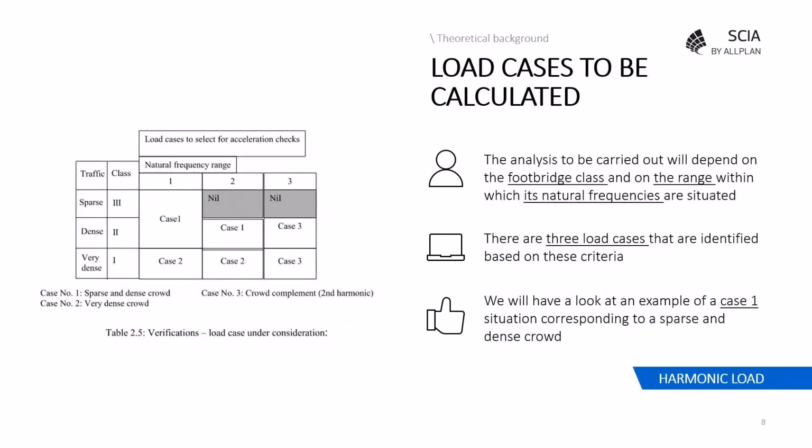So the last step here would be to specify what type of load cases we need to create in our model. The analysis to be carried out will depend on the footbridge class and on the range within which its natural frequencies are situated. So there are three load cases that are identified based on these criteria. For example, if we have a class 2 footbridge and we fall into the frequency range, which is of type 2, we will create a case 1 load case. So in our example that we will show later on, we will use a case 1 load case.